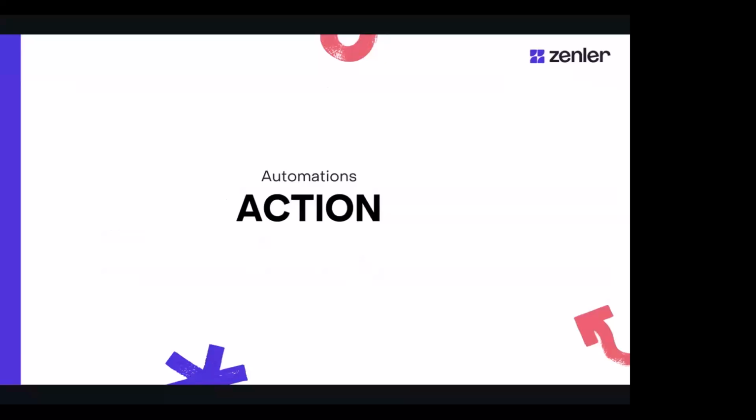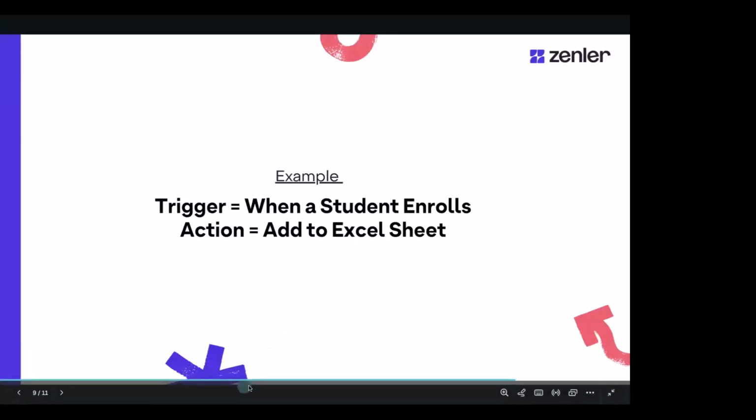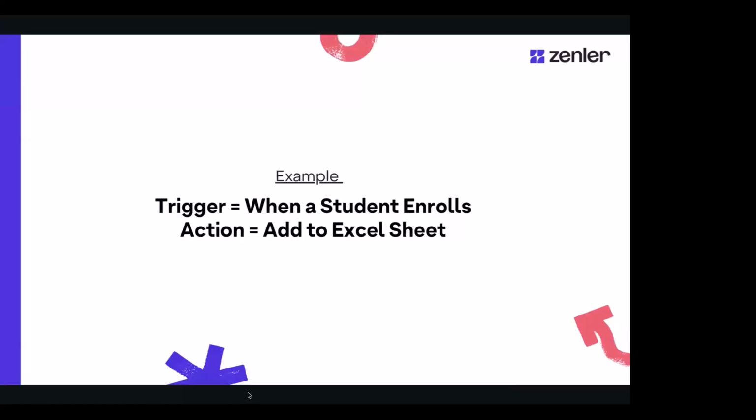For example, like I said, the trigger would be that when a student enrolls in a program, the action could be add to an Excel sheet. I'll explain again. A trigger is how the tool understands what it needs to do here. An action is the particular thing that it has to do on the basis of the trigger.